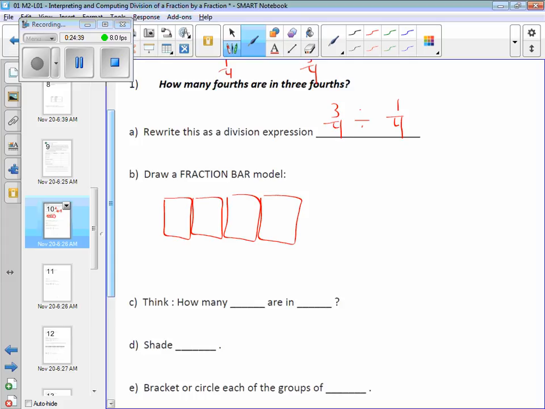At this point, we know that each piece is worth how much? Let's leave it off. We know that each piece is 1 out of 4 or 1/4. How many are we going to shade? Shade how many? Aiden? Right. If it helps you, this first number always tells you to shade.